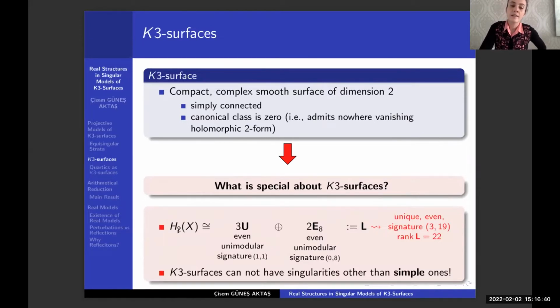So first of all, the second homology group is isomorphic to this special lattice. Here U is the hyperbolic plane and E8 is the famous root lattice. They are both even unimodular lattices and they have such signatures. And in total, they give us this special lattice, which we denote by L, which is the unique even unimodular lattice of such a signature. And its rank is 22, which is the sum of these two numbers. And the second thing that makes K3 surfaces special is the fact that they cannot have singularities other than simple ones.